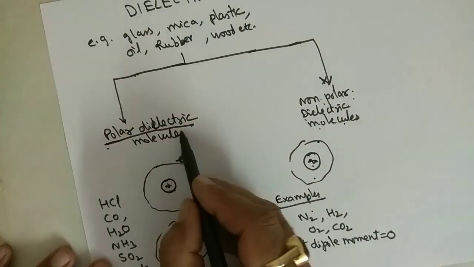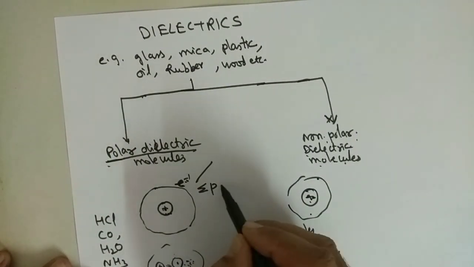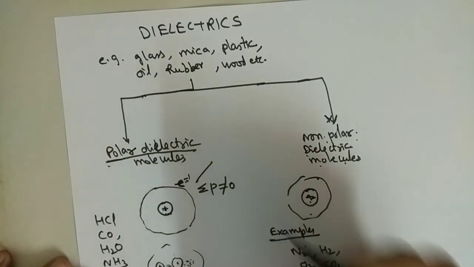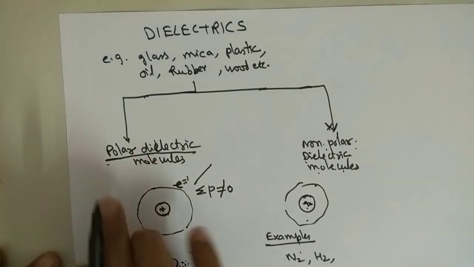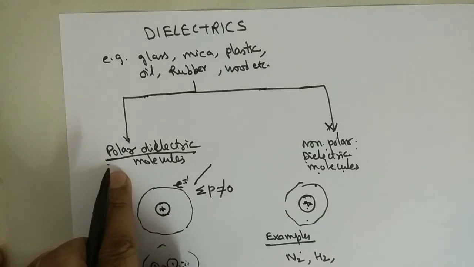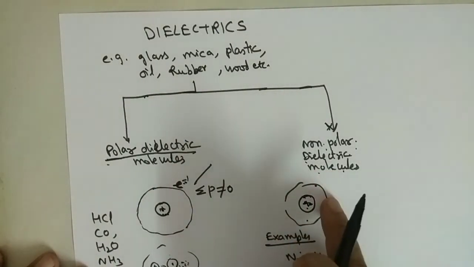And here, in polar molecules, the resultant dipole moment is not equal to 0, and here the resultant P is always equal to 0. Remember, this is the main difference between polar dielectric molecules and non-polar dielectric molecules.